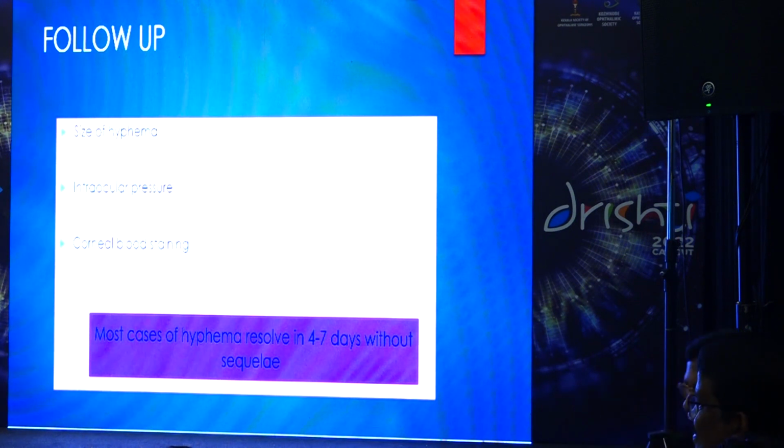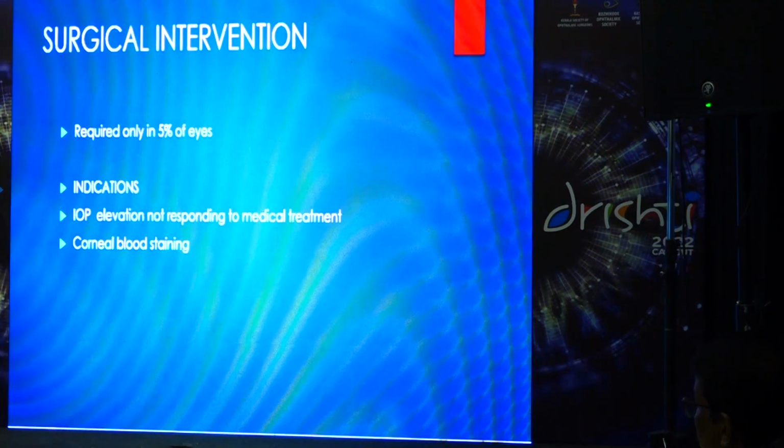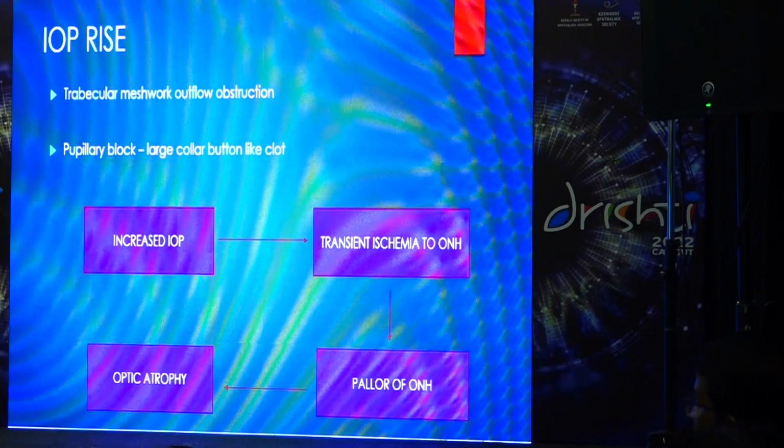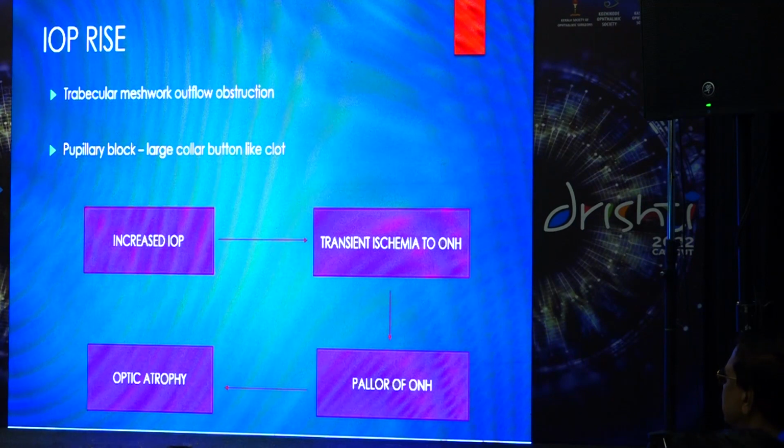All patients with hyphema should be followed up for the size of the hyphema, the intraocular pressure and corneal blood staining. And most of the hyphema will resolve in 4 to 7 days without any sequelae. Surgical intervention is required only in 5% of the cases. And indications include IOP elevation not responding to medical treatment and corneal blood staining. IOP rise is primarily due to trabecular meshwork outflow obstruction due to RBCs, inflammatory cells and debris, and also due to pupillary block caused by large clots.